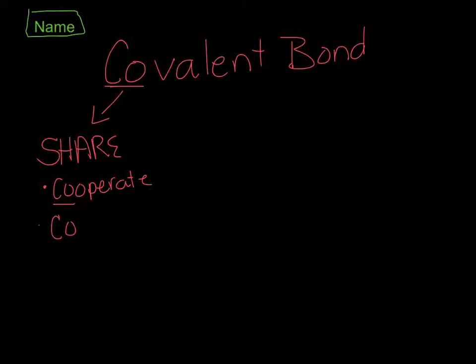Co-ed is when it's a group of both genders, female and male. A co-pilot, like on a plane, the co-pilot's going to help fly the plane. He's going to share some of the work. So the prefix co means to share. The root word valent means valence electrons.